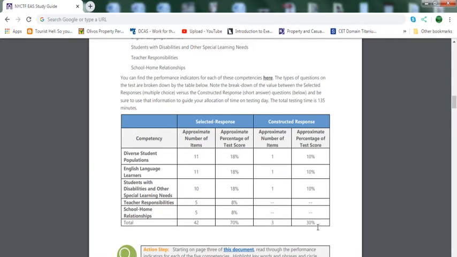So if you do good in the multiple choice part, you're going to be doing good. You have about 135 minutes. That's about 2 hours. So keep that in mind. Pace yourself. Don't get distracted on the essay.